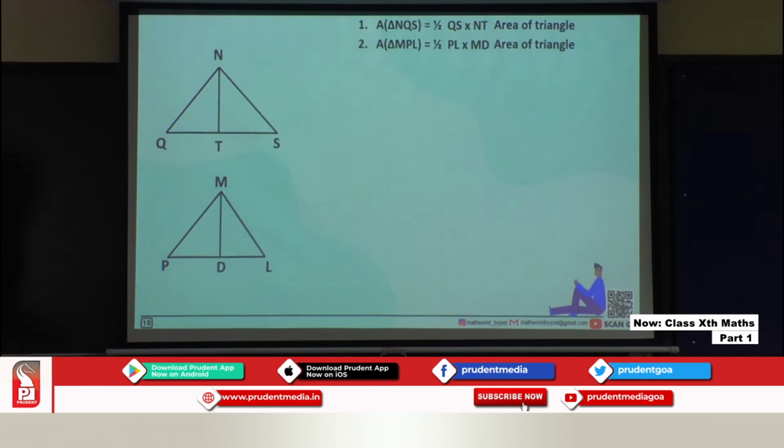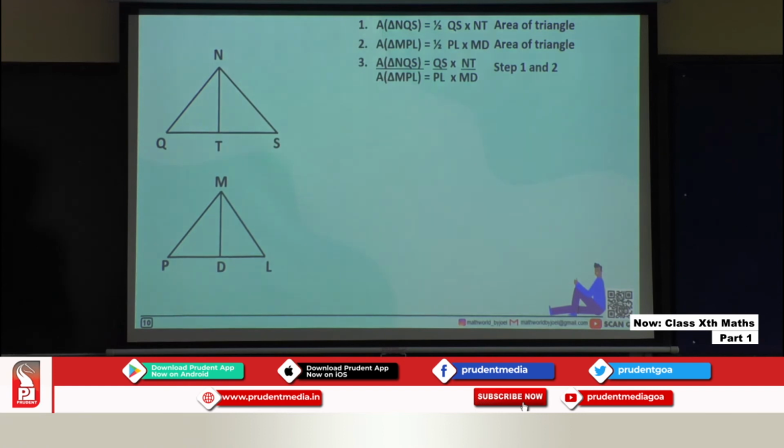Okay. Now, third step is nothing but taking the first and the second step and dividing it in the ratio. So, by now you can understand how to divide this entire thing. So, it would become half and half will get cancelled. I can't cancel QS and PL, so it will remain as it is, and NT upon MD will also remain as it is. Okay. From where did I get all this information? From step number 1 and step number 2. So let us write that.